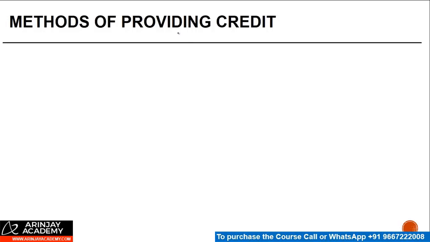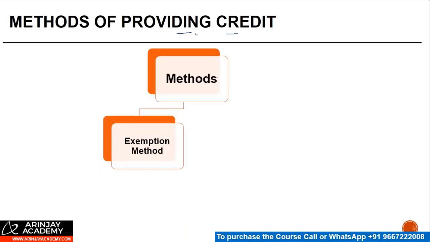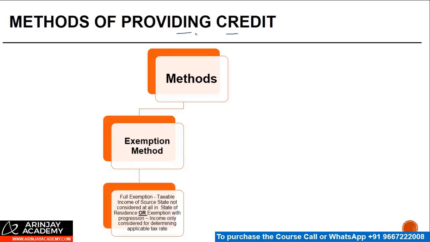Methods of providing credit. Now, we all discussed that if there is any tax which is paid in the source state, the state of residence should give a credit for those taxes. But how would the procedure actually work? There are two methods which are applicable: the exemption method and the credit method. Let's first discuss the exemption method.